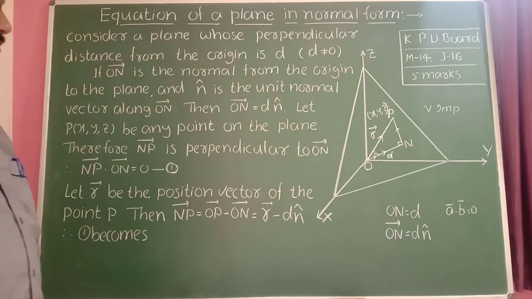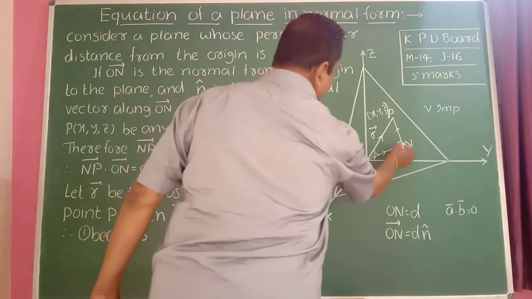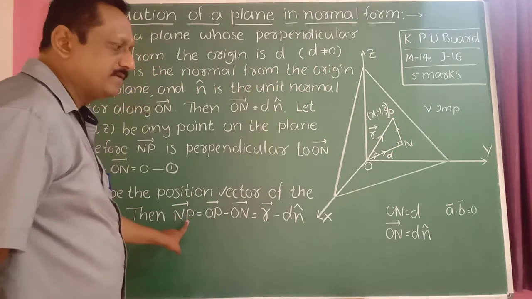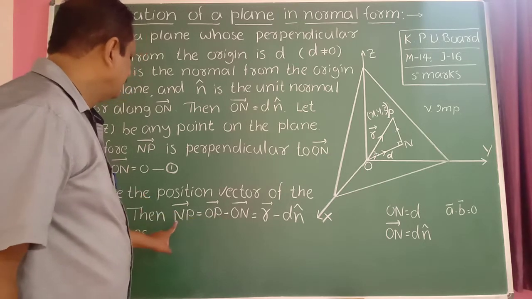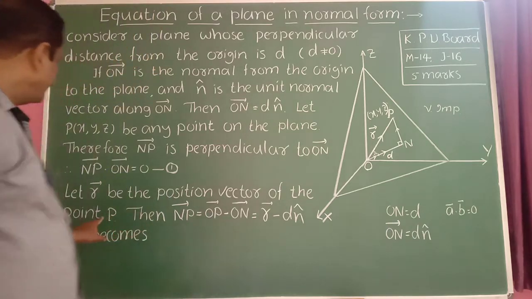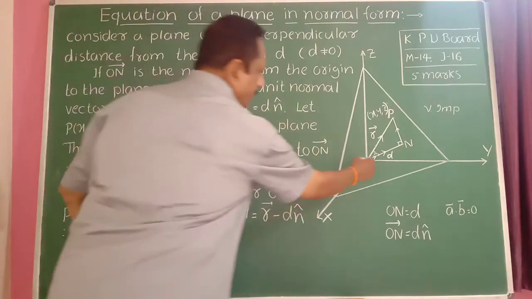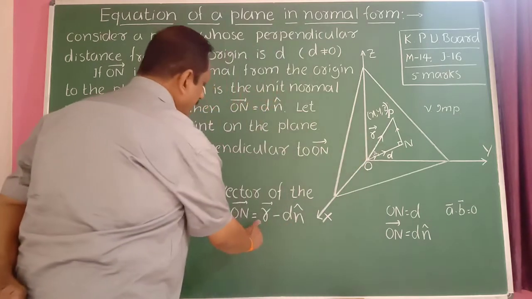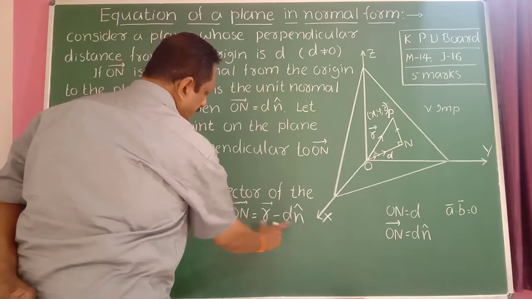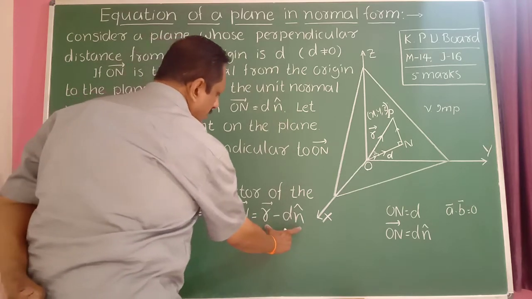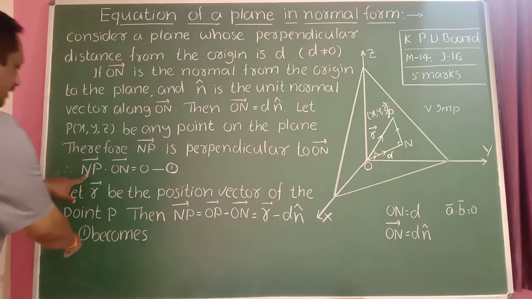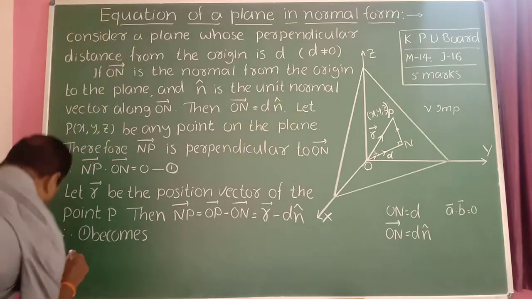Then obviously NP bar is equal to OP minus ON, that is, the position vector of point P minus the position vector of point N. OP is equal to R bar, and ON bar is d into n cap. Therefore, NP is equal to R bar minus d into n cap. Use this result in 1. So 1 becomes R bar minus d into n cap.